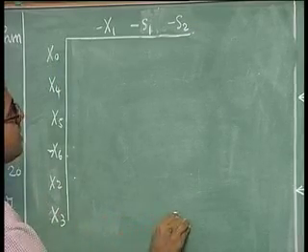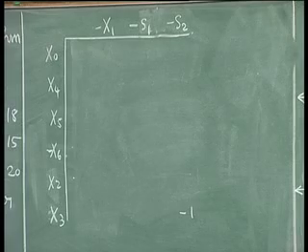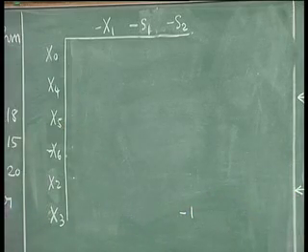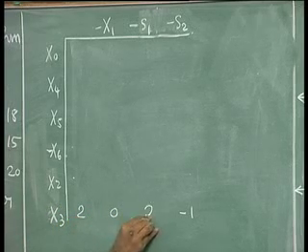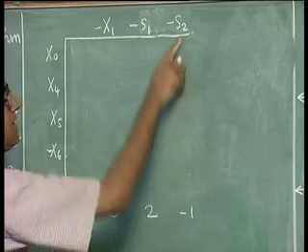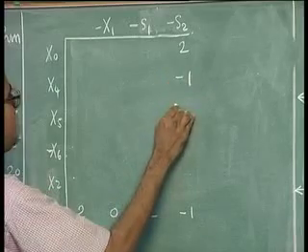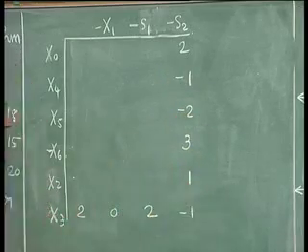Pivot element will remain as pivot element, -1. Pivot always becomes 1 by pivot, so -1 becomes -1. This is divided by the pivot, so I get 2, 0 and 2. This is divided by the negative of the pivot, so the same numbers come in, 2, -1, -2, +3, +1.